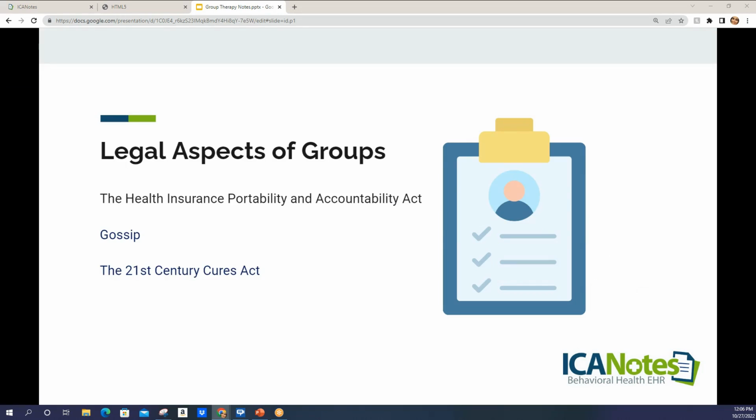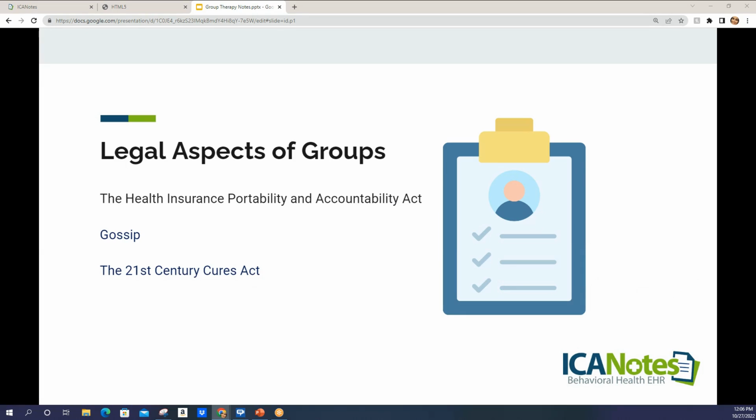So first, we're going to jump right in and talk about the legal aspects of groups. Of course, we all know about HIPAA, right? We are well versed in HIPAA. We have had HIPAA thrown at us forever. We're going to talk about gossip, and we're also going to talk about the 21st Century Cures Act.